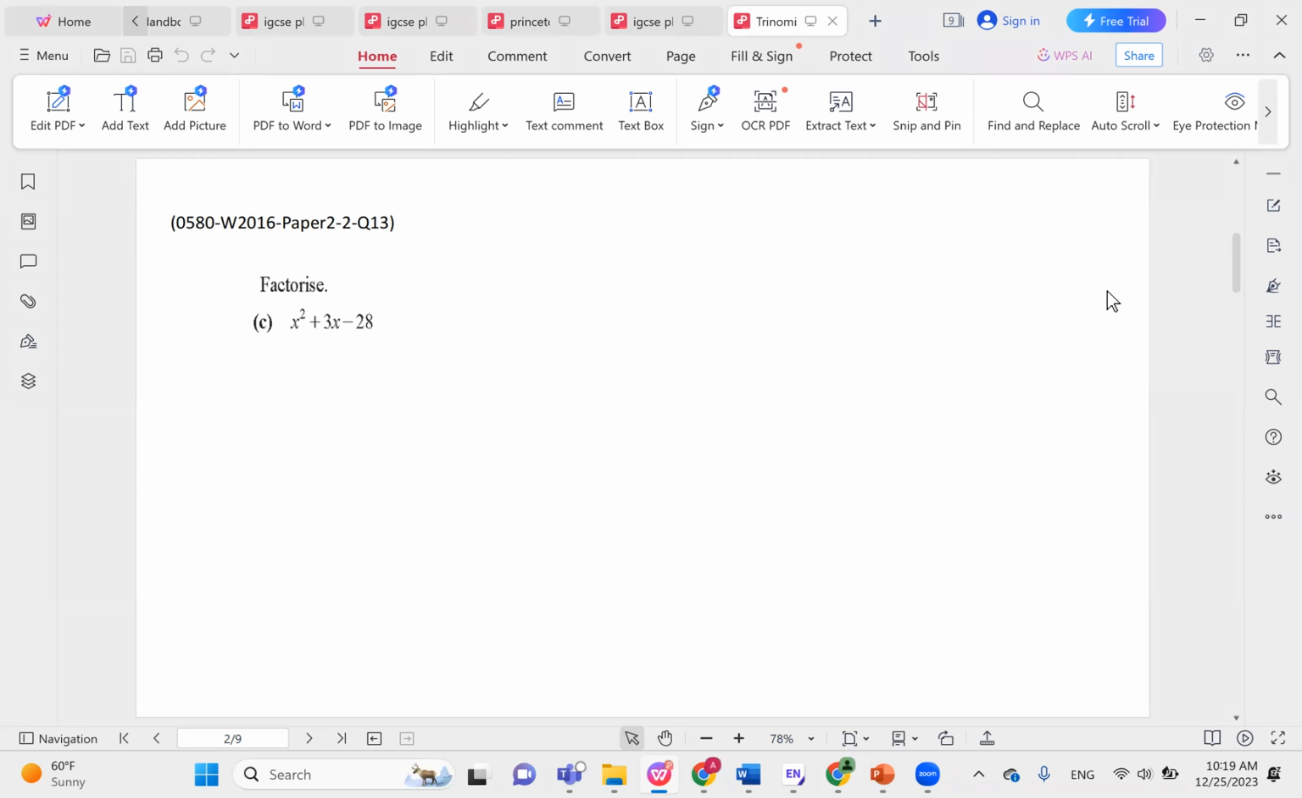Basically, we're looking for two numbers, a and b, such that a times b gives us this number here, and we don't really care about the sign just yet. We don't care whether it's positive or negative just yet. So we're looking for two numbers that when multiplied give us 28. And then based on this sign, I have to put it here, and a minus b has to give me the number next to the x. So in this case, a minus b has to give me 3.